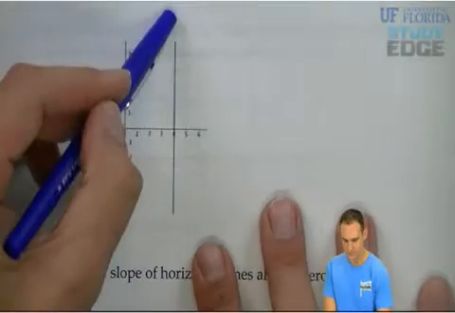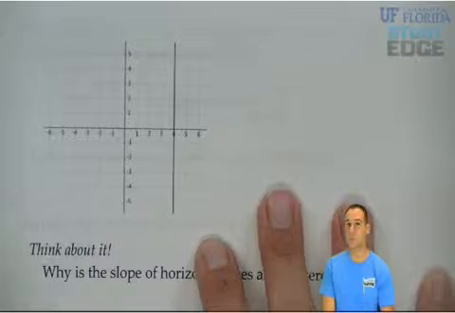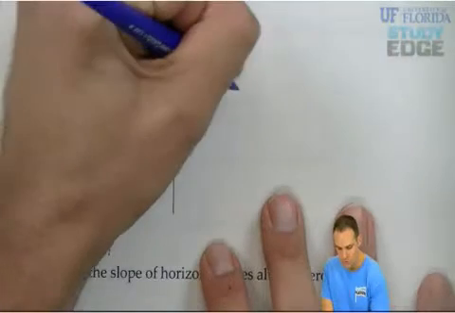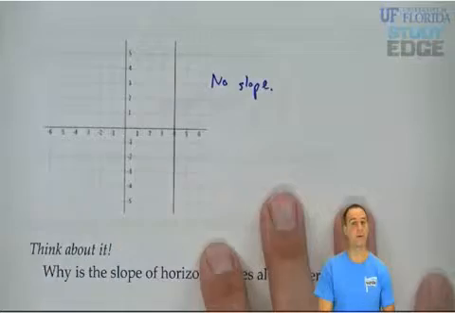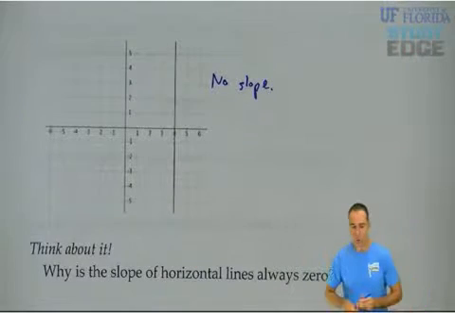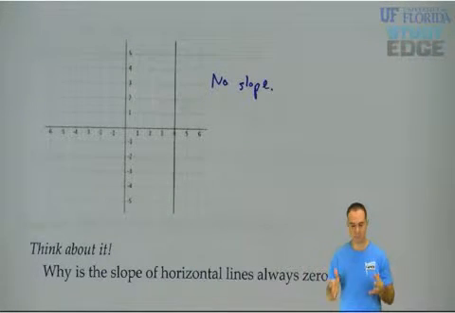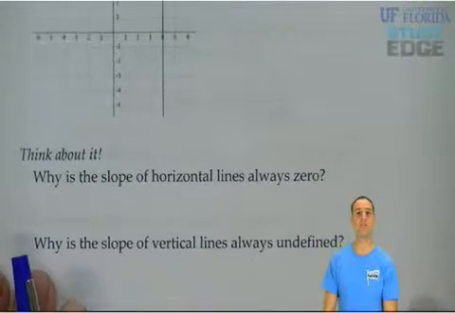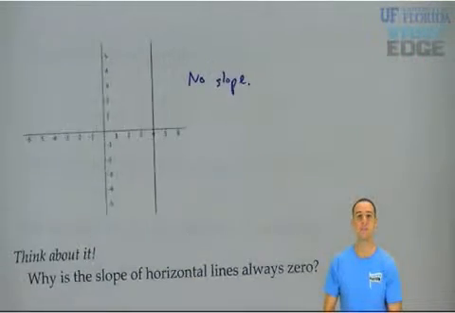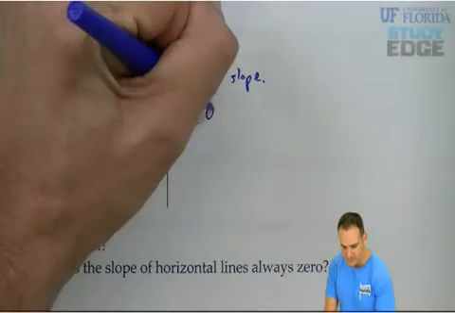How about this one? The vertical line. The vertical line has what? No slope. The vertical line has no slope. I mean, think about it. Why is the slope of horizontal lines always 0? Why is the slope of vertical lines always, they call it undefined, okay? So there's no slope here, rather they call it the slope is undefined.